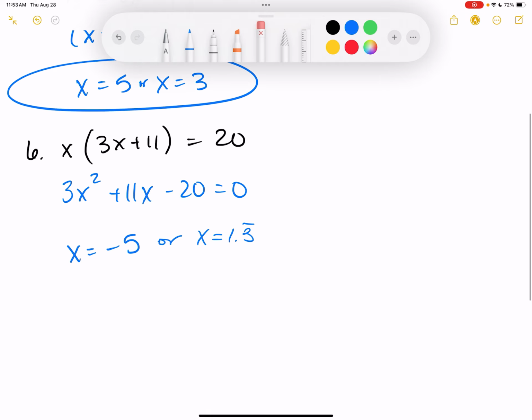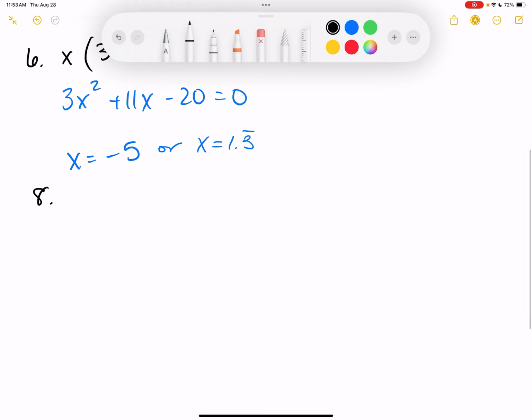Alright, the next ones want us to solve the equation by extracting square roots. So 2 times (x minus 5) squared equals 17. So we're trying to solve for x, but they tell us that we're going to be doing it by extracting square roots. I won't always tell you what method to use. It will just depend on the situation for what you should do to solve the equation.